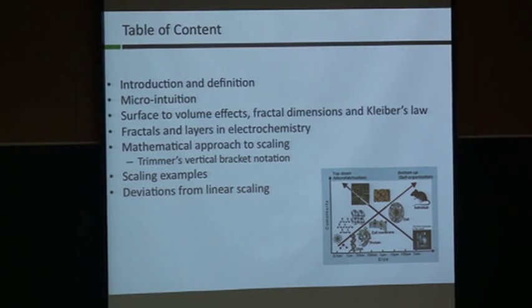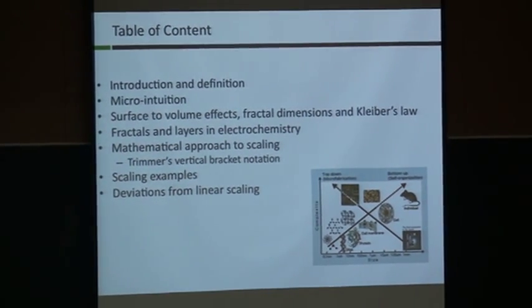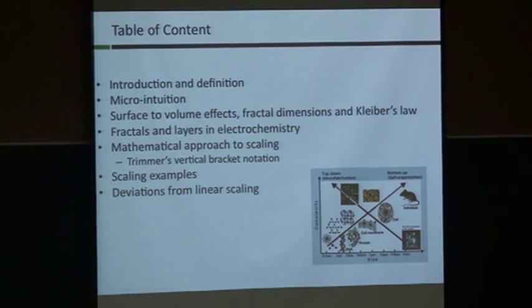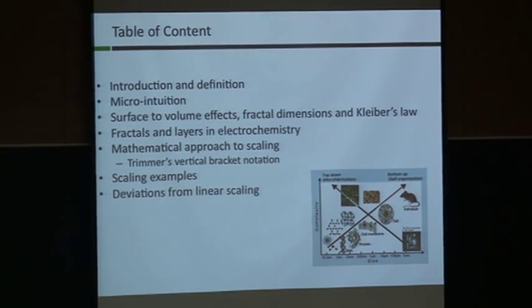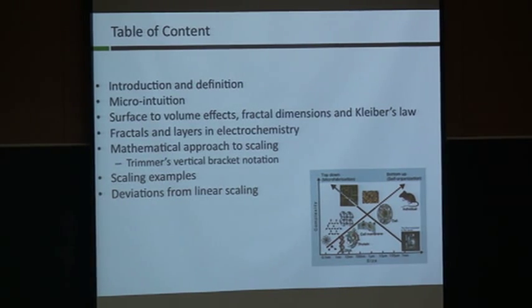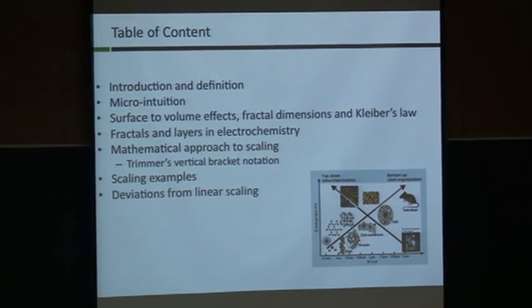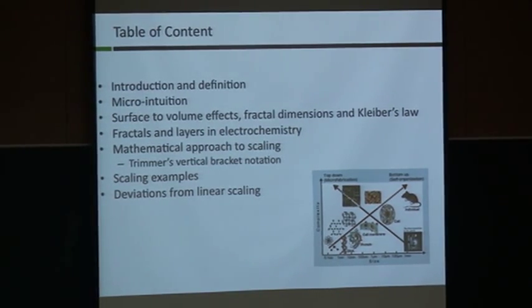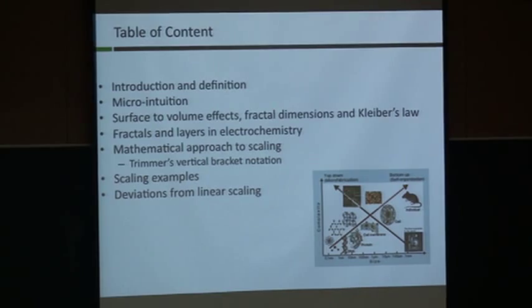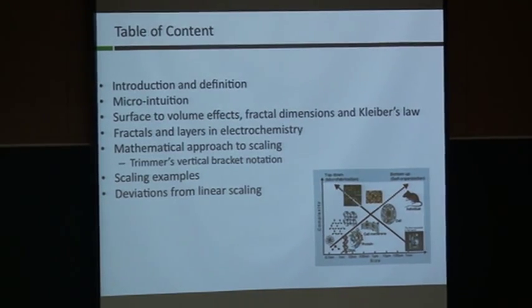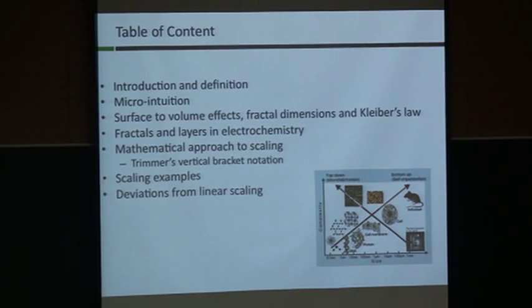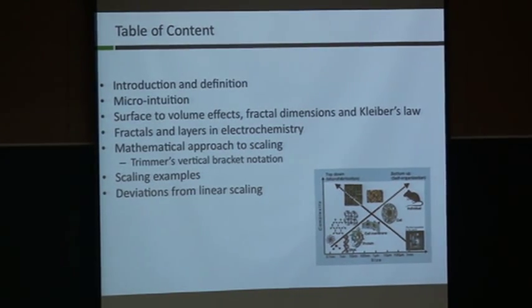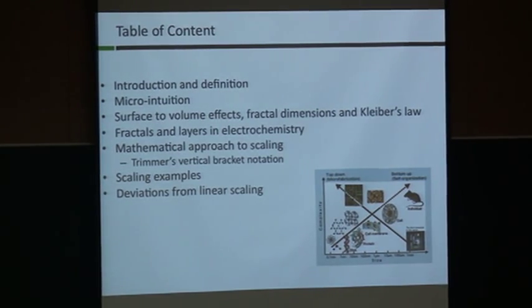We then talk about the importance of fractals and layers in electrochemistry, your favorite subject. You're going to try to figure out why it would be a good idea to make an electrode not flat and planar, but in the shape of a little tree. Why would that be good? Then one of the mathematical expressions we will use to understand scaling is called Trimmer's vertical bracket notation. Trimmer is a well-known MEMS researcher in the United States who introduced this idea of vertical bracket notation.